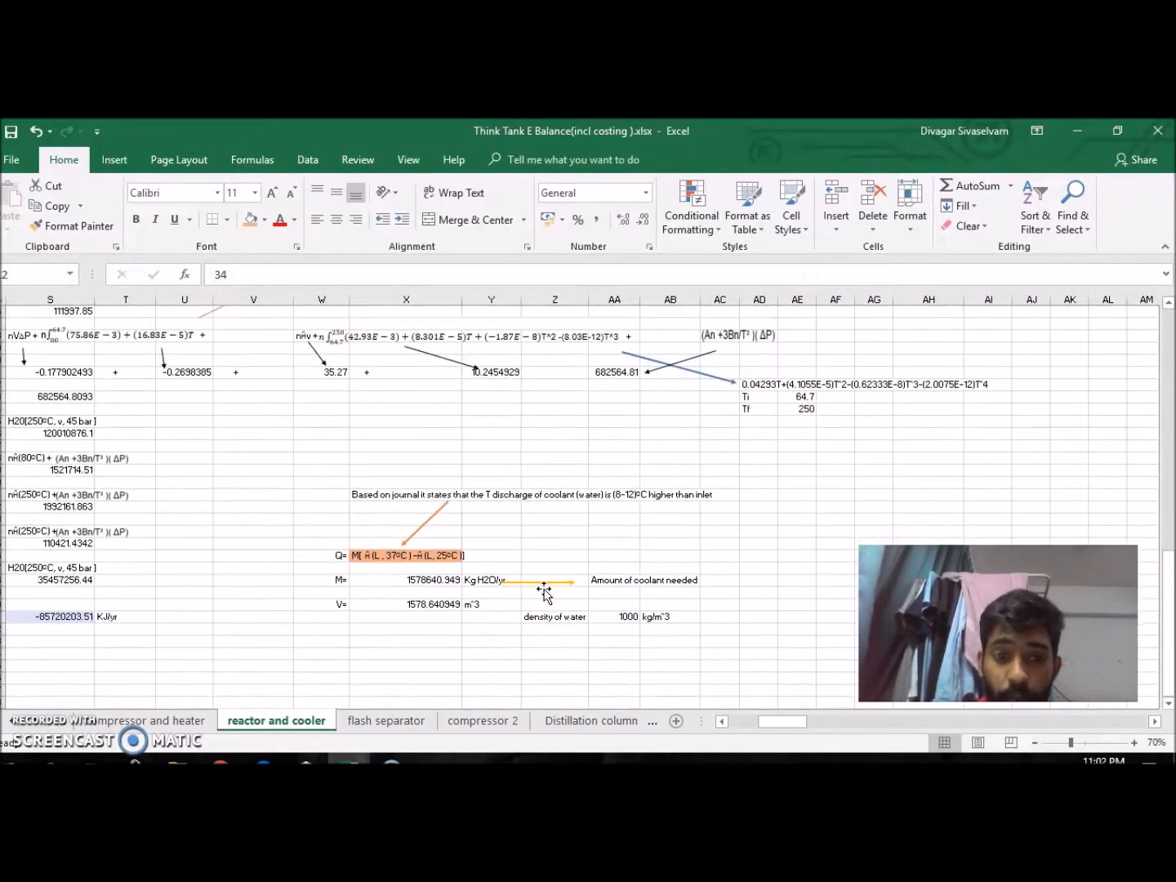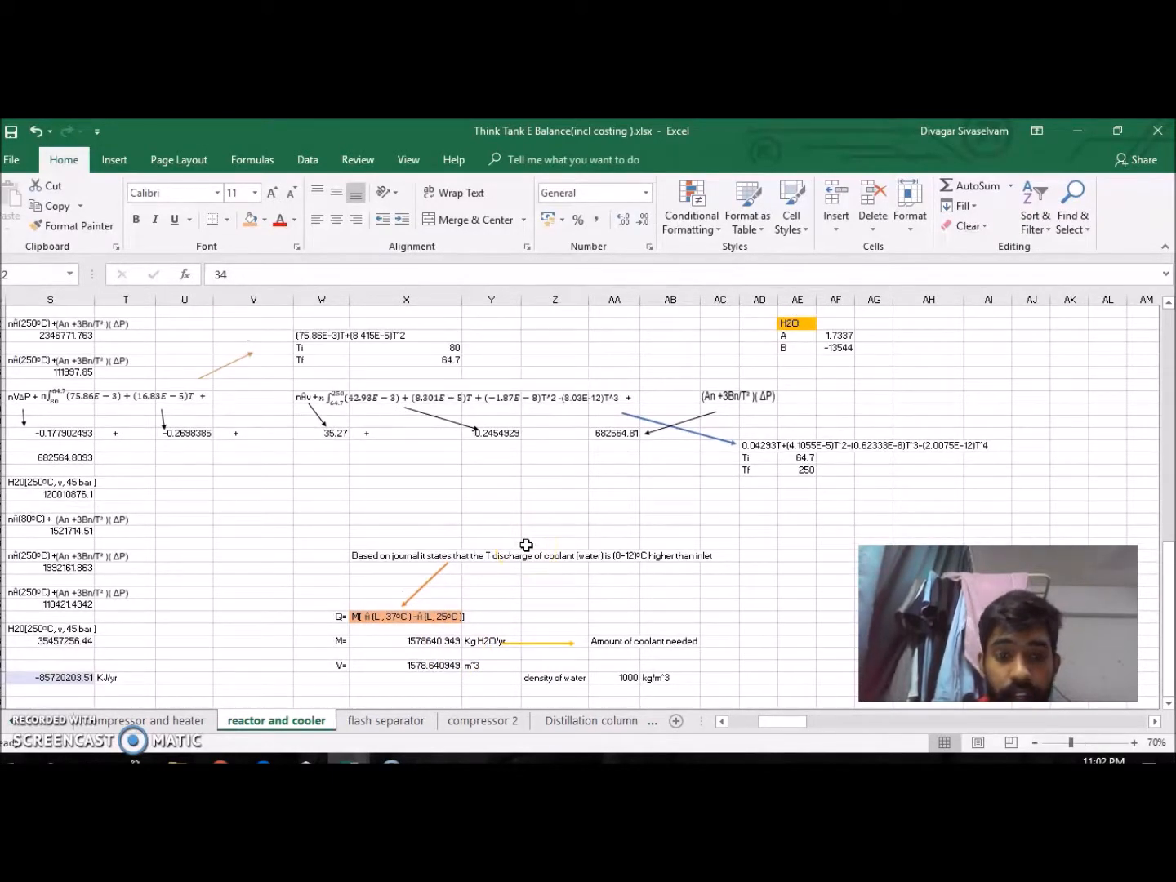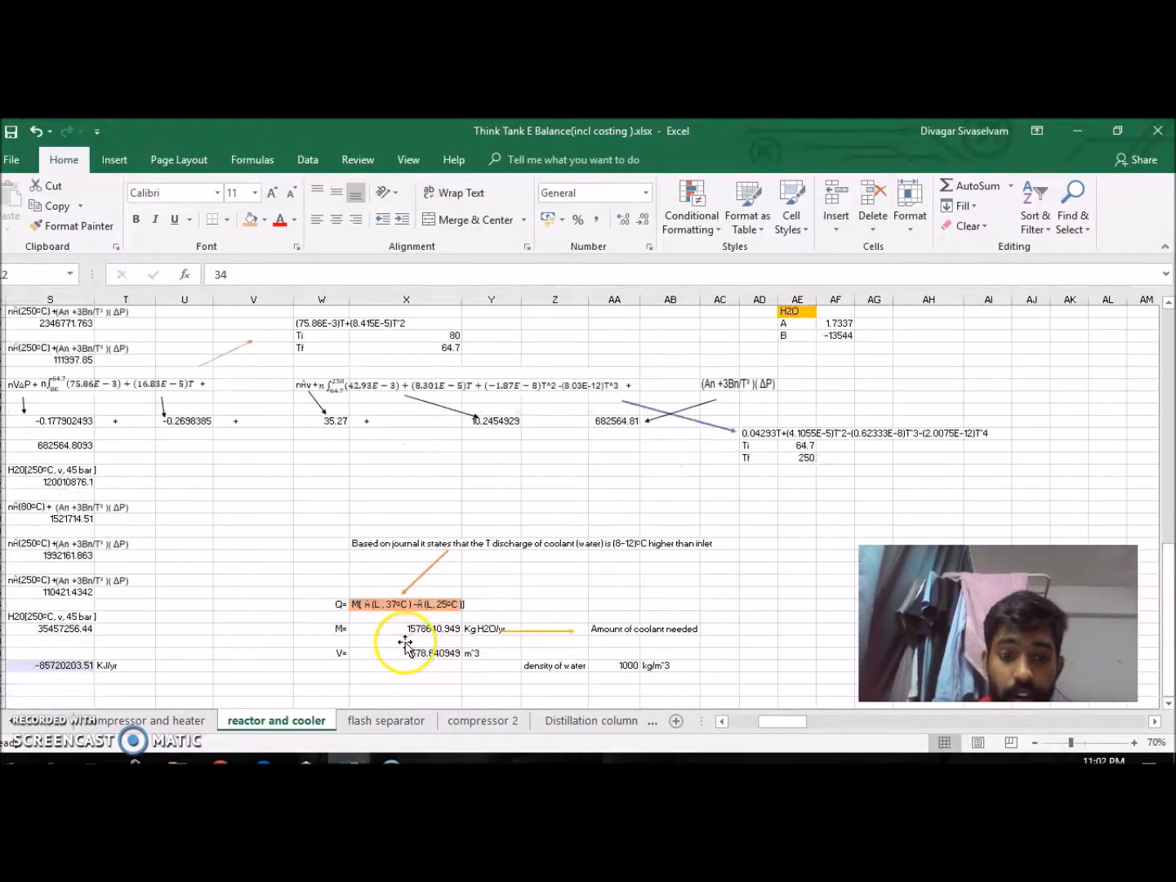So when we are using water, we must find the mass of water, or the flow rate of water per year. I found it using the normal m times the specific H, H of water at 37 degrees Celsius and H of water at 25 degrees Celsius, which can be found from table B.5, I think, table B.6, yeah.